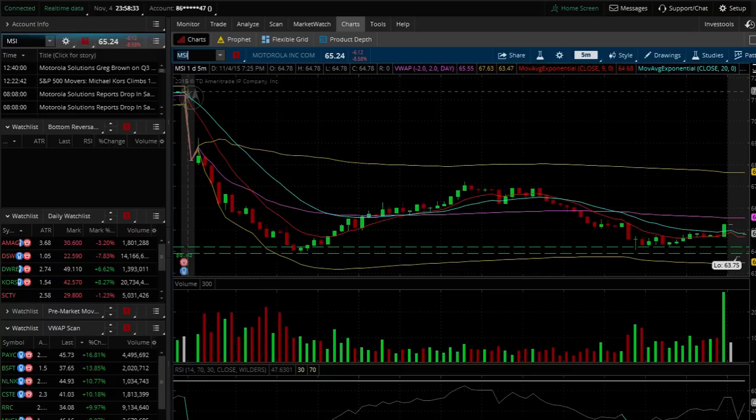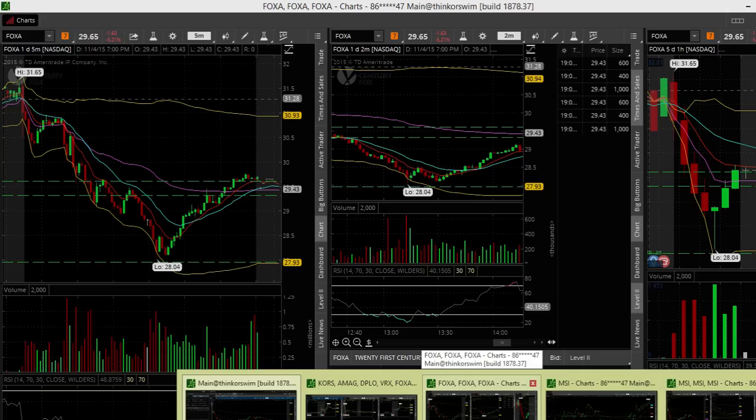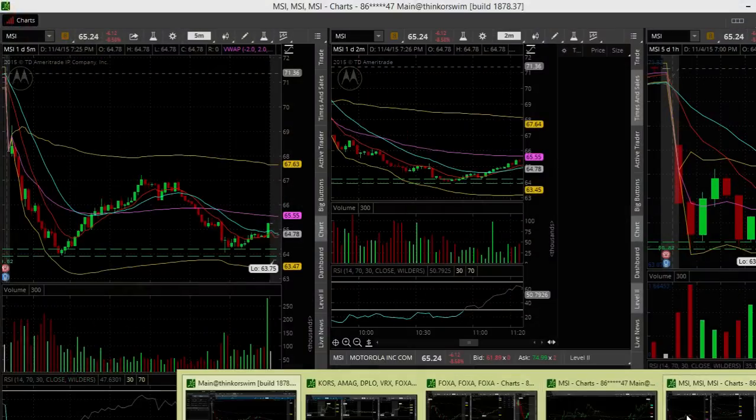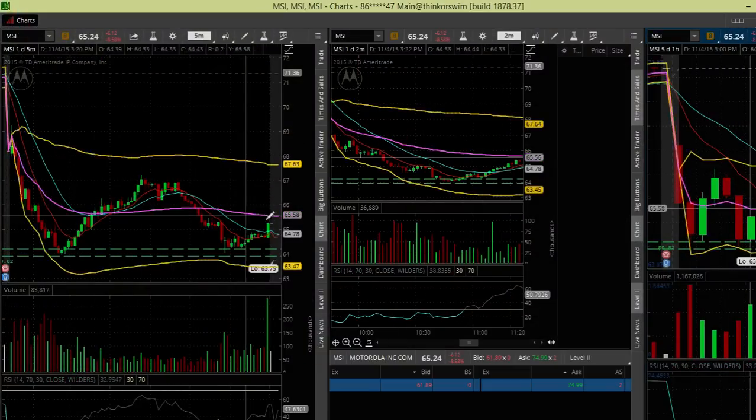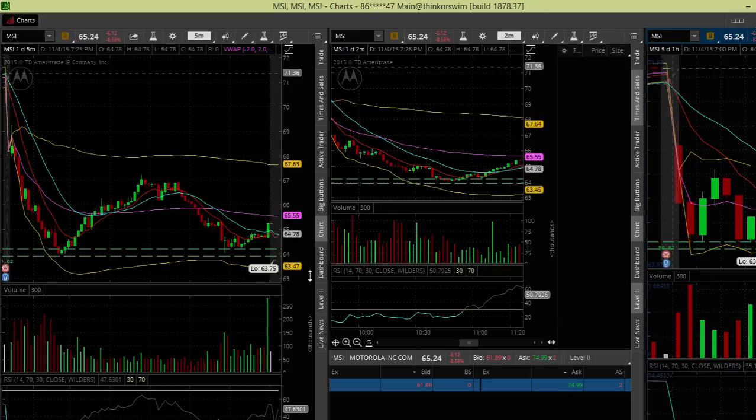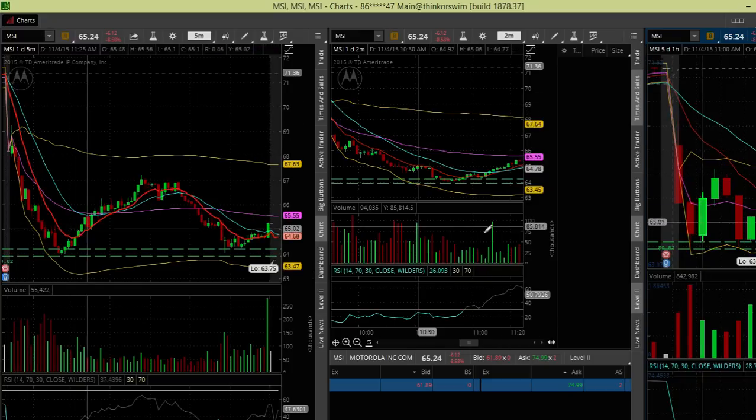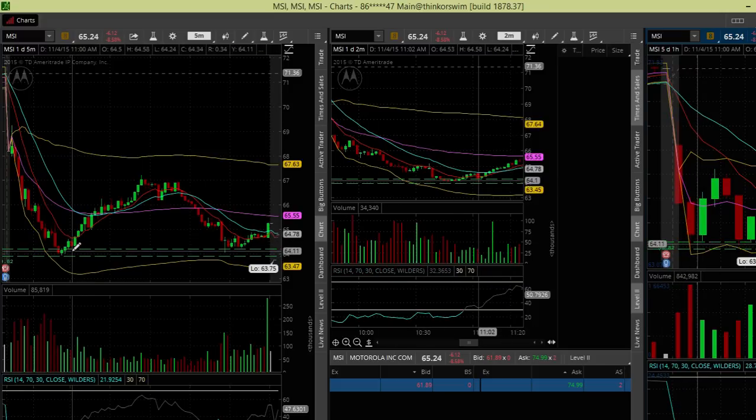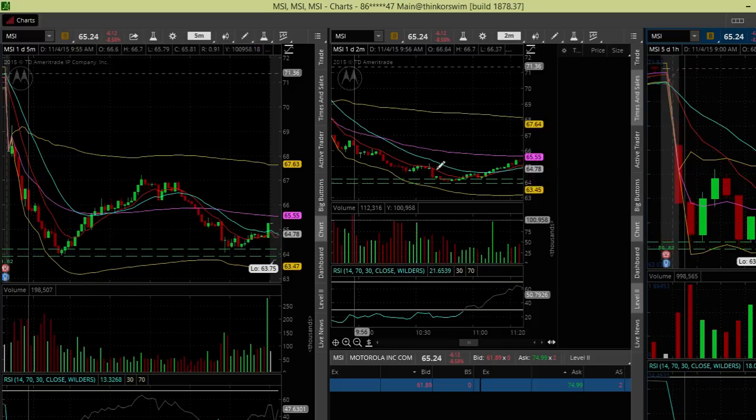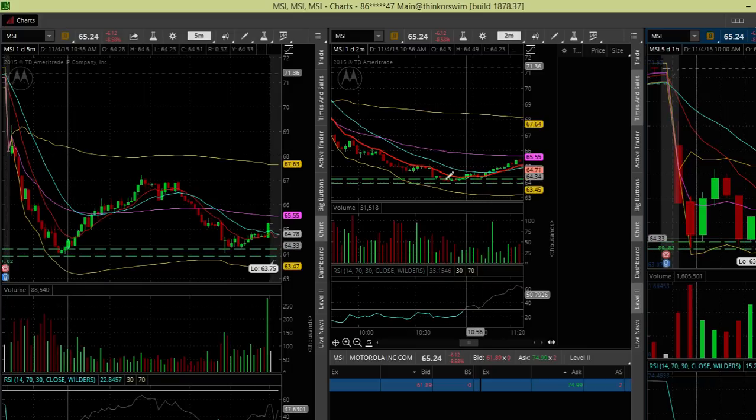Let's see. The next one I looked at was FOXA. But just to show you real quick, these are the screens I'm looking at when I'm actually trading a stock. What I'm looking for is the daily chart to line up with the 5-minute, and then the 2-minute is what I'm going to use to get my entry.